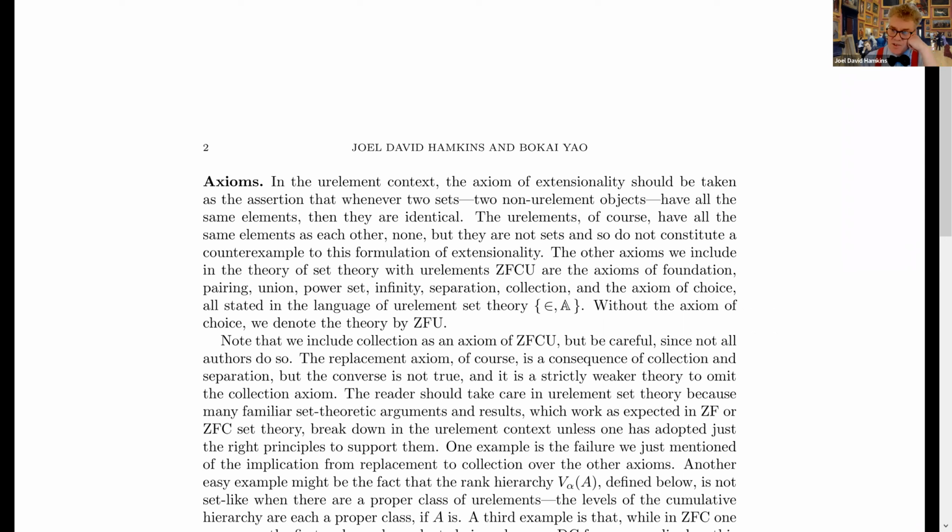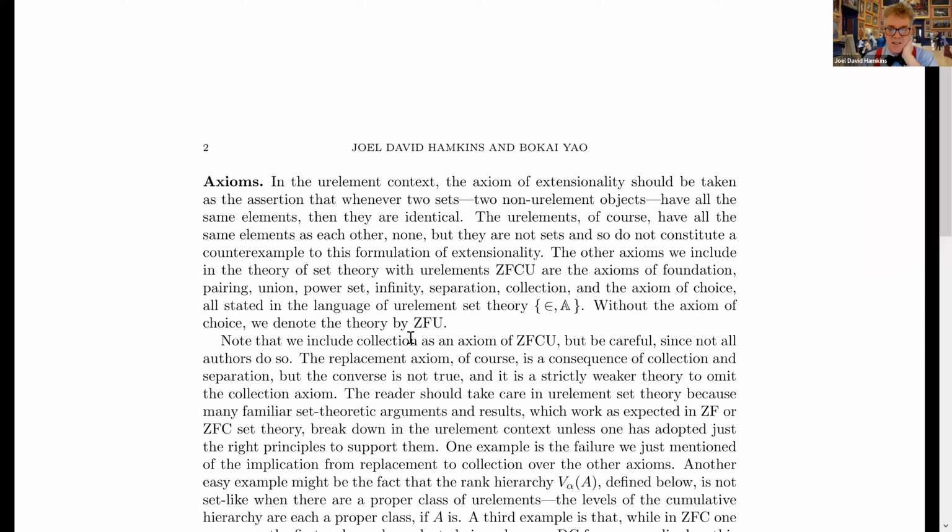What are the axioms of this urelement set theory? Extensionality you have to change a little bit, because we want to say any two sets with all the same members are identical, but the urelements, of course, don't have any members. So they all have the same members as each other, but they're not identical. We just weaken extensionality to be talking only about the sets and not about the atoms. The other axioms are the ordinary ones: foundation, pairing, union, power set, infinity, separation and collection, and the axiom of choice. This is all stated in the language with the urelement predicate.